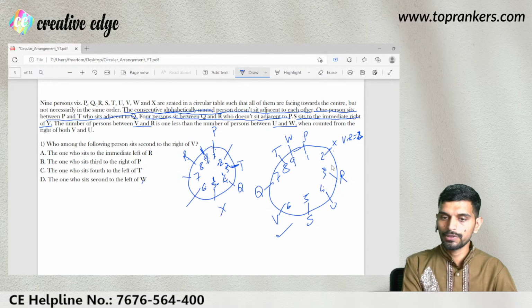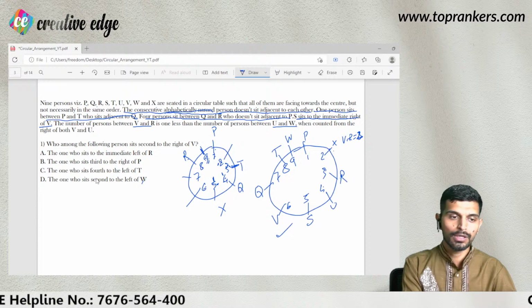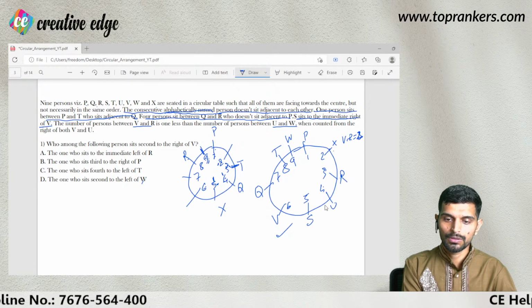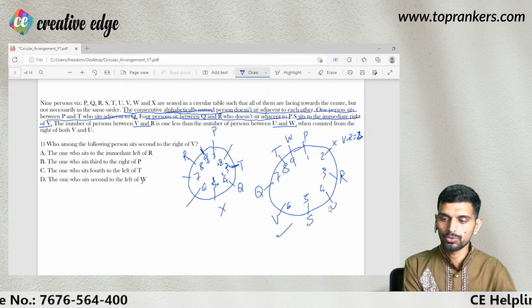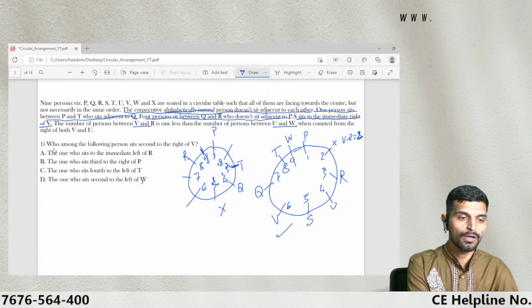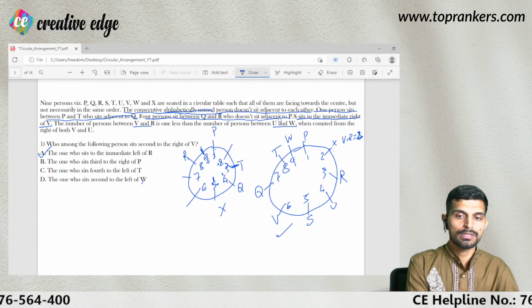And now if we count, we'll count who sits second to the right of V. Second to the right of V is U, and he is immediately to the left of R. So option A is the right answer.